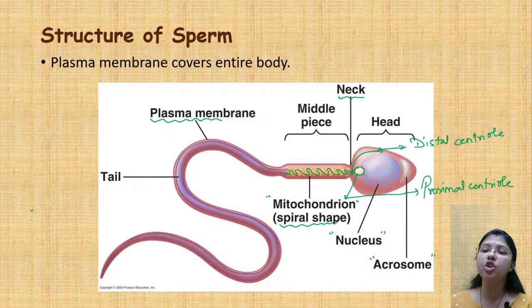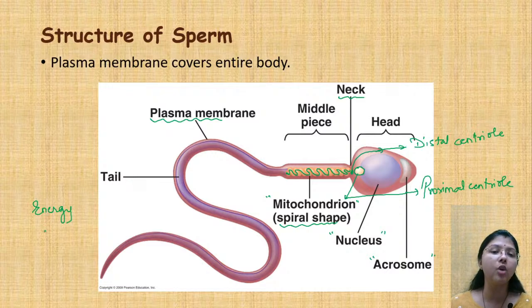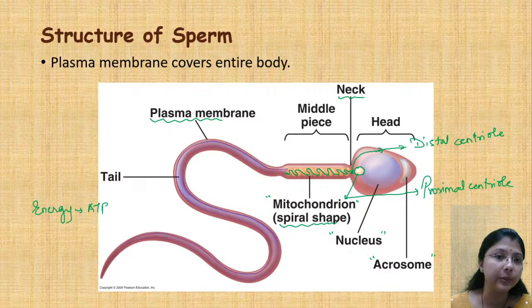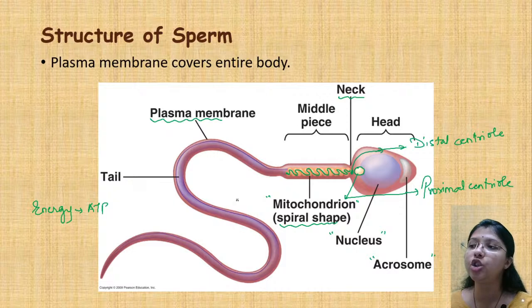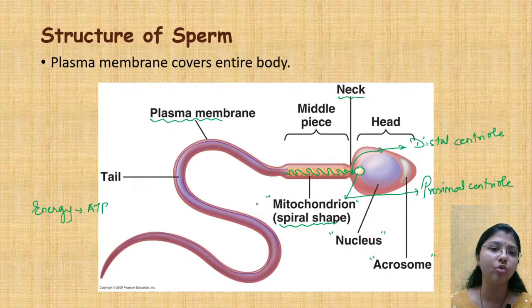To provide energy. You know what is the function of mitochondria? They are called the powerhouse of the cell, right? So these mitochondria present in the middle piece are going to synthesize energy in the form of ATP, which will help the tail to move. The tail's movement needs energy, and that energy will be provided by the mitochondria.